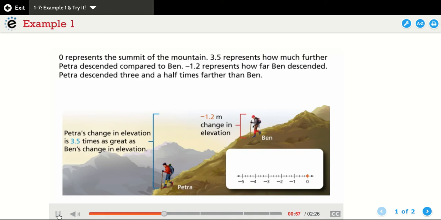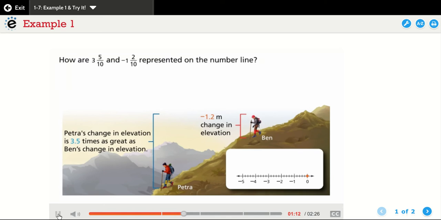0 represents the summit of the mountain. 3 5/10 represents how many times as far Petra descended as Ben did. -1 2/10 represents how far Ben has descended. How are 3 5/10 and -1 2/10 represented on the number line?